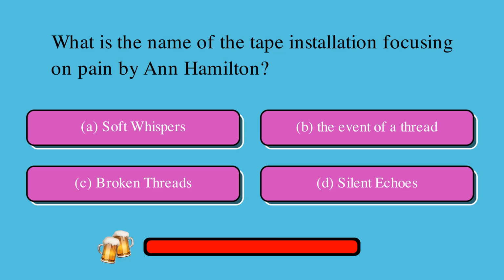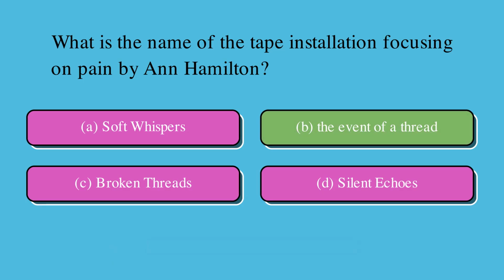What is the name of the tape installation focusing on pain by Anne Hamilton? Is it A. Soft Whispers, B. The Event of a Thread, C. Broken Threads, or D. Silent Echoes? The correct answer is B. The Event of a Thread.